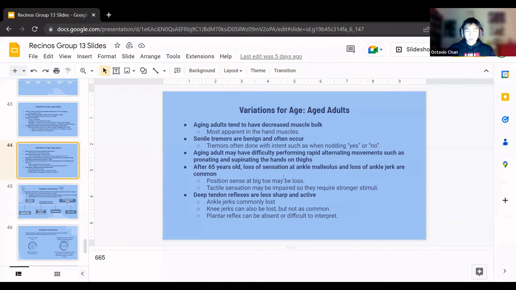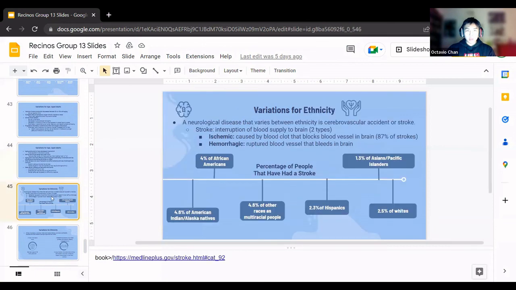And after 65 years old, loss of sensation at the ankle malleolus and loss of ankle jerk are common. And also deep tendon reflexes are less sharp and active.